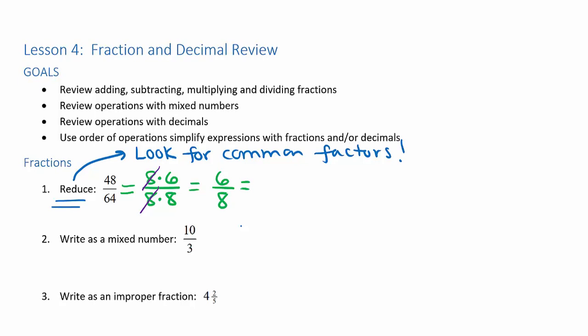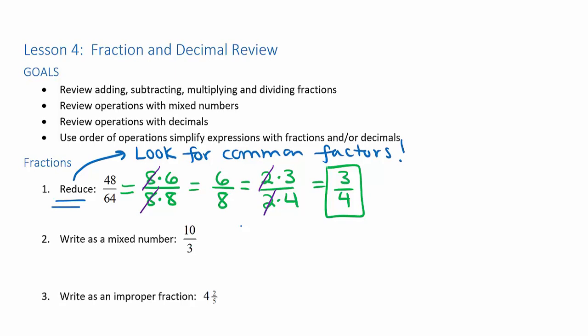But I can actually go further in this case because 6 and 8 are both divisible by 2. 6 is 2 times 3. 8 is 2 times 4. And we can cancel out that common factor of 2. And that gives us an answer of 3/4. Now, had I recognized in the beginning that both 48 and 64 are divisible by 16, I could have done the problem in one step by just dividing by 16.